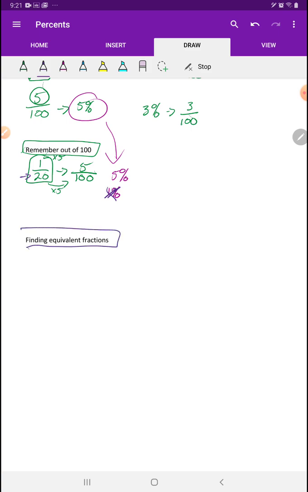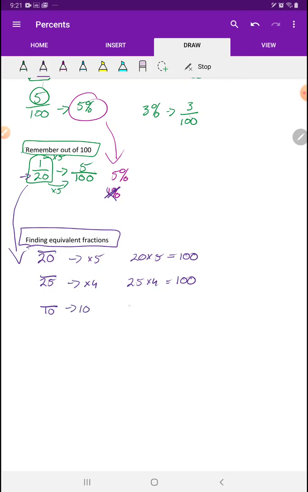So here then, finding equivalent fractions, that's what this leads into. That's an equivalent fraction, right? Now there's some key ones here that work with 100. So if you see 20 on the bottom, that means you have to times by 5 because 20 times 5 equals 100. If you see 25 on the bottom, then you have to times by 4 because 25 times 4 equals 100. If you see 10 on the bottom, then you have to times by 10 because 10 times 10 equals 100. See how I'm getting 100 on the bottom on all of those?